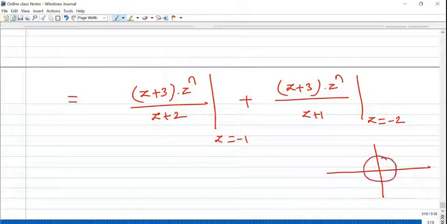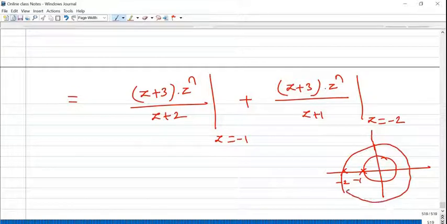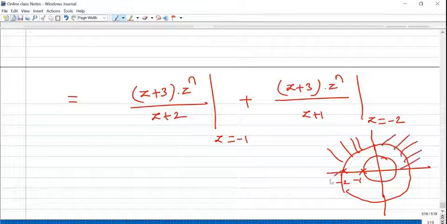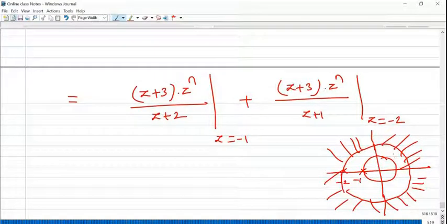Okay. In this example, the ROC is given with two poles. z equal to minus 1 is one pole, z equal to minus 2 is another pole. ROC given is modulus z greater than 2, outside of the outermost circle. So outside of the outermost circle means your x of n must be a causal signal.